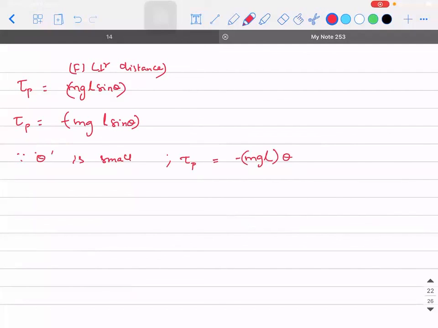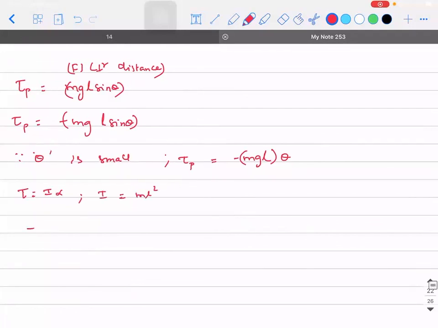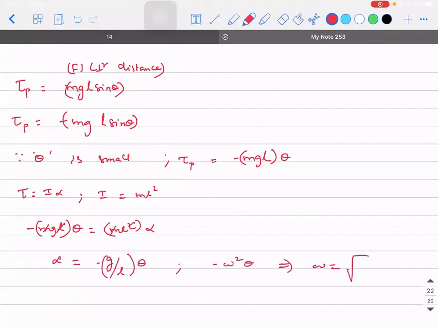Torque is equal to I alpha and I is equal to ml square. So minus mgl into theta will be equal to ml square into alpha. L and L will get cancelled. M and M will get cancelled. Alpha will be minus g by L into theta. So comparing this with minus omega square theta, you will get omega is equal to root of g by L. T will be equal to 2 pi root of L by g. So these are the steps.